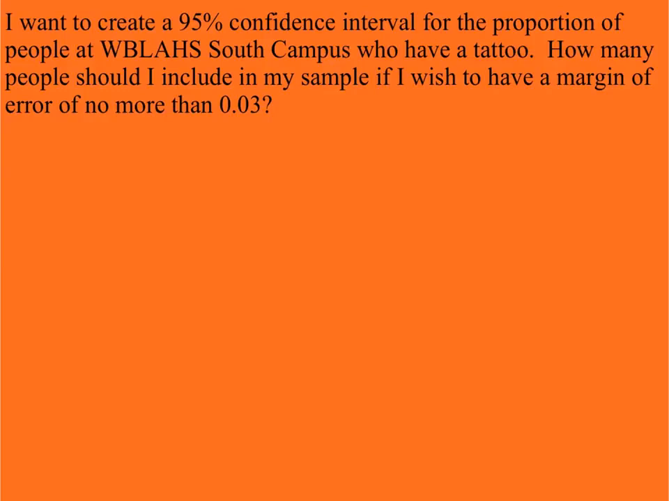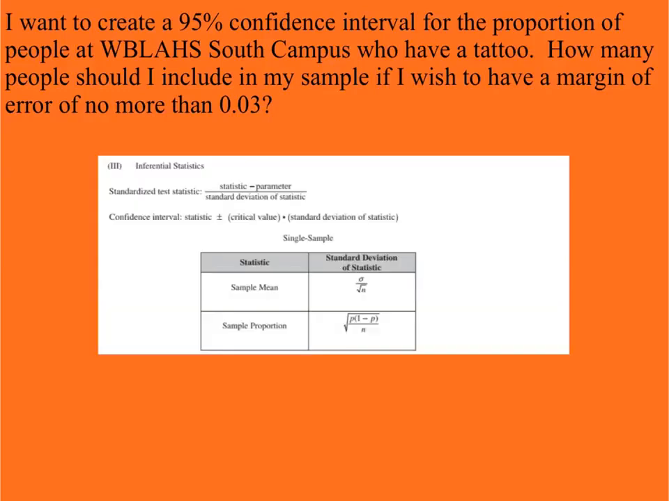Finally, I wanted to talk about something pretty important, and that is how do we decide sample sizes? If you want to create a 95% confidence interval for the proportion of people at White Bear Lake Area High School South Campus who have a tattoo, how many people should I include in my sample if I wish to have a margin of no more than 0.03? Well, let me remind you of something we looked at yesterday. You should have somewhere printed out the formulas and tables you're going to be allowed to use on the AP exam. This is Roman numeral 3, the 3rd page, inferential statistics.